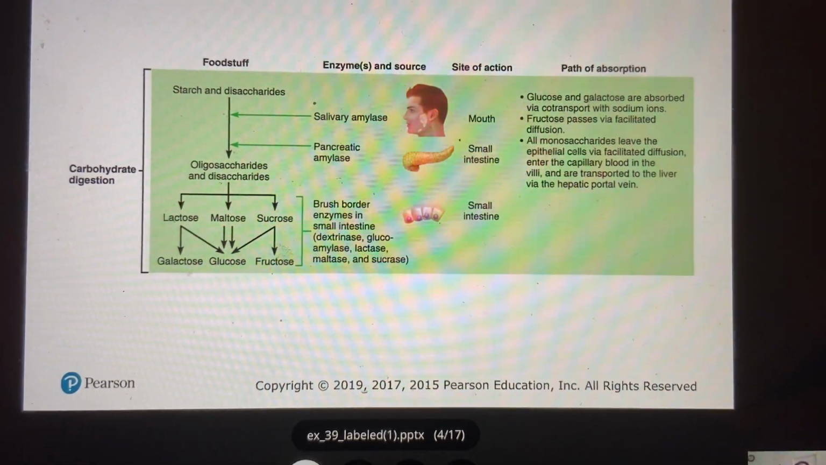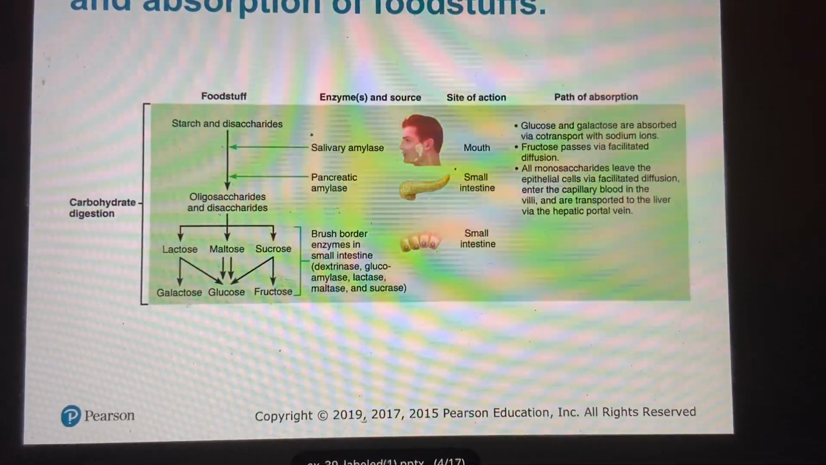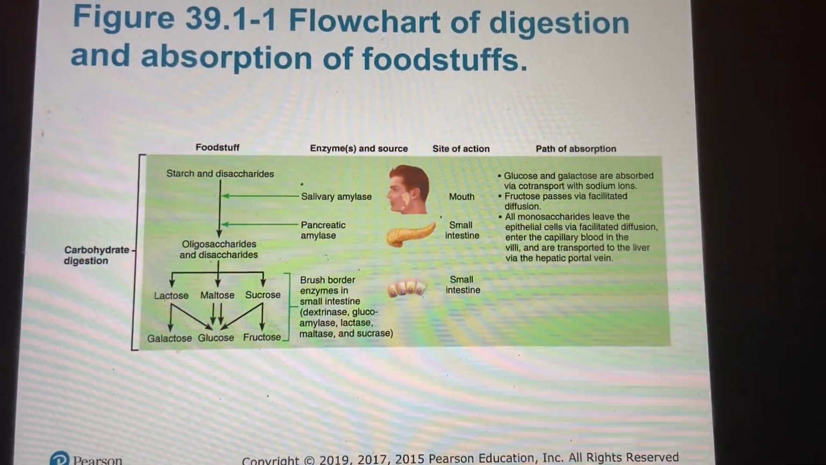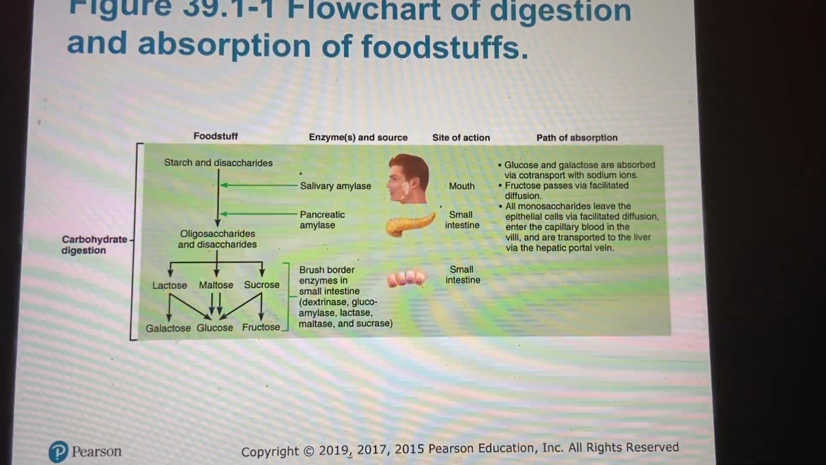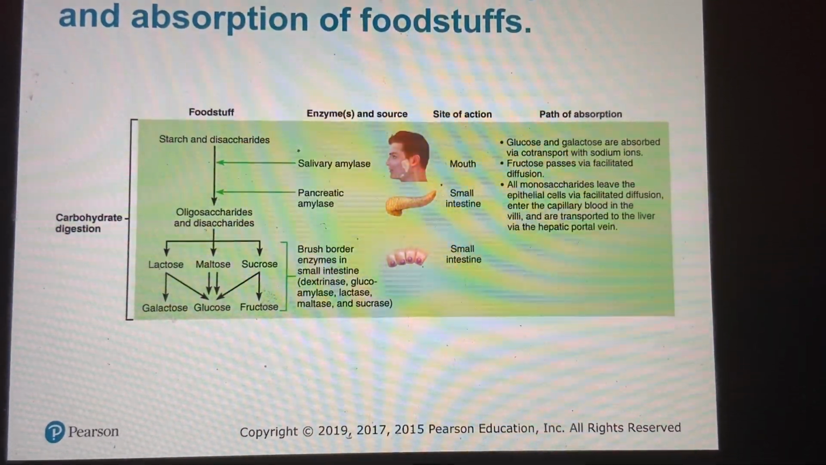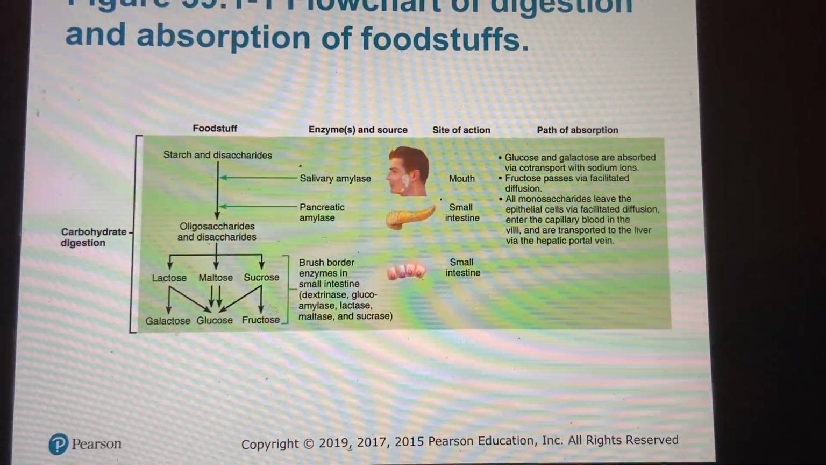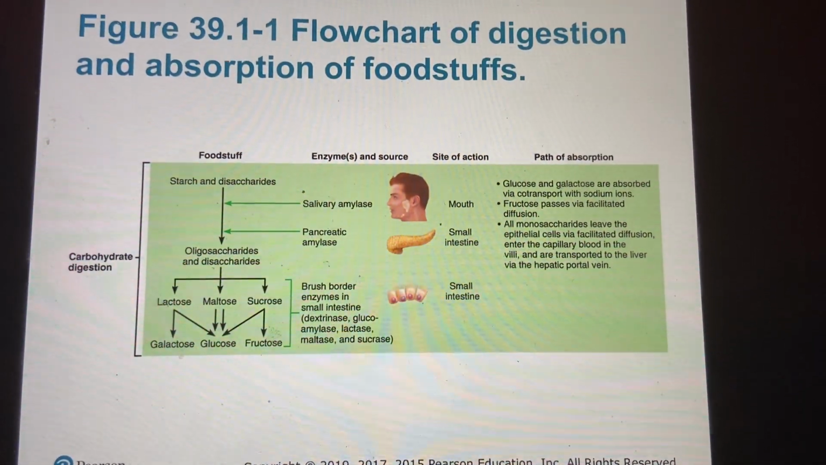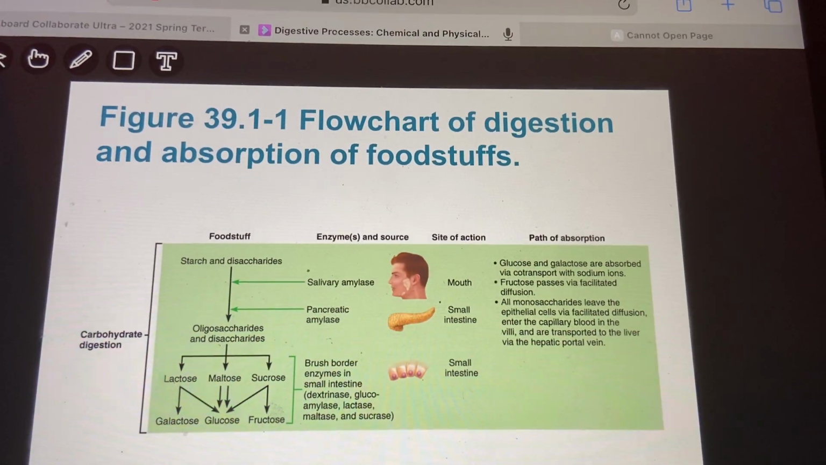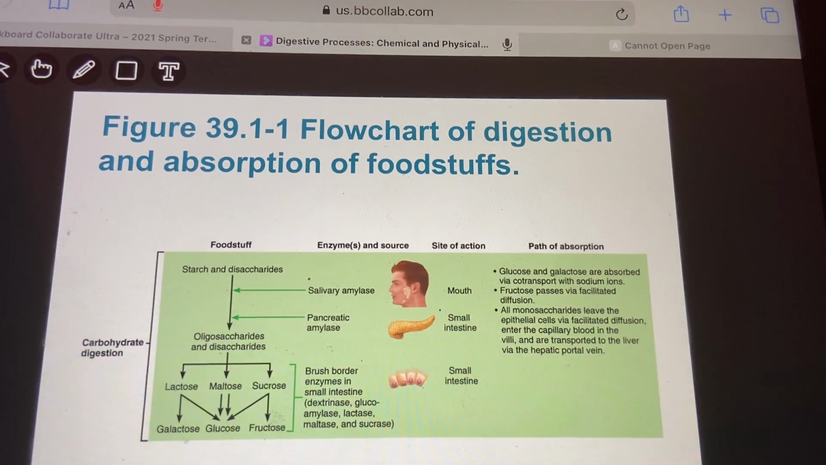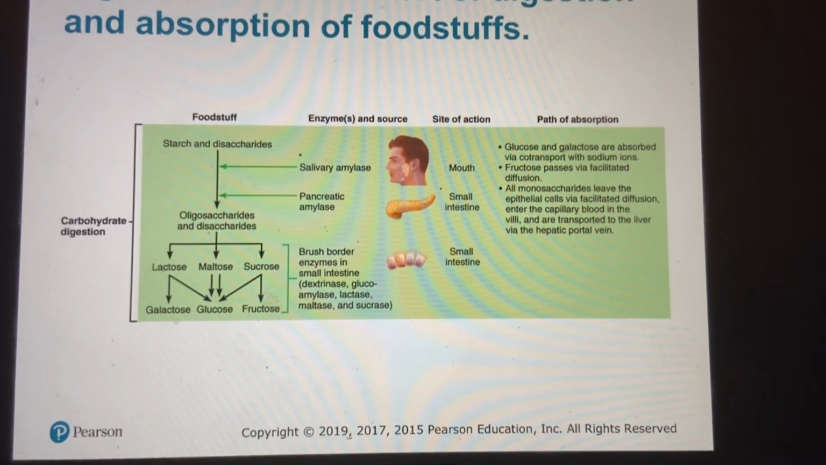Another enzyme is pancreatic amylase. Of course, this will be coming from the pancreas, as the name implies. So that's an enzyme produced by the pancreas. It's to help in the digestion of fat. As you see, the last name there is amylase: salivary amylase, pancreatic amylase. Where you find them, of course, salivary amylase is in the mouth.